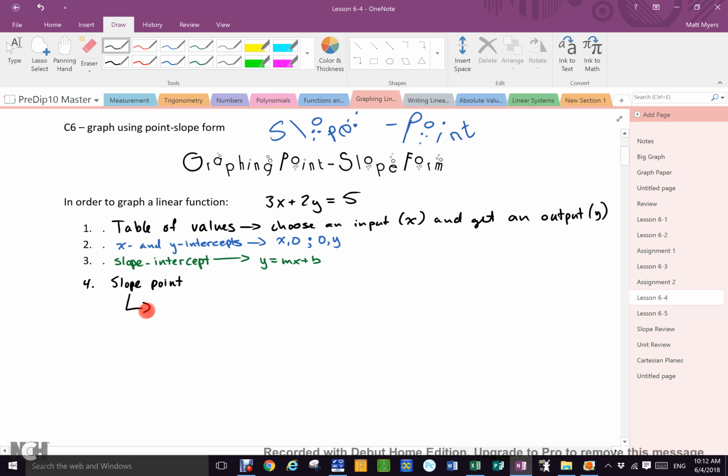And slope-point form looks like this: y minus y1 equals m times x minus x1. Now, you have already seen notation like this, correct? We have seen notation that has more than one y value, more than one x value. We know what m is, right? Everybody good?